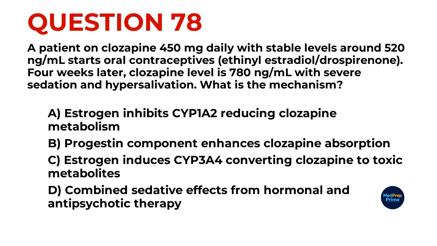Option A. Estrogen inhibits CYP1A2, reducing clozapine metabolism. Option B. Progestin component enhances clozapine absorption. Option C. Estrogen induces CYP3A4, converting clozapine to toxic metabolites. Option D. Combines sedative effects from hormonal and antipsychotic therapy.